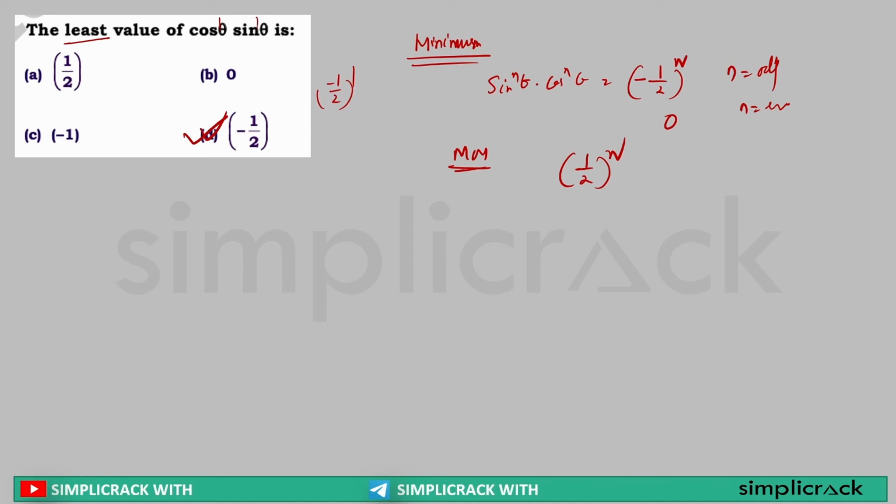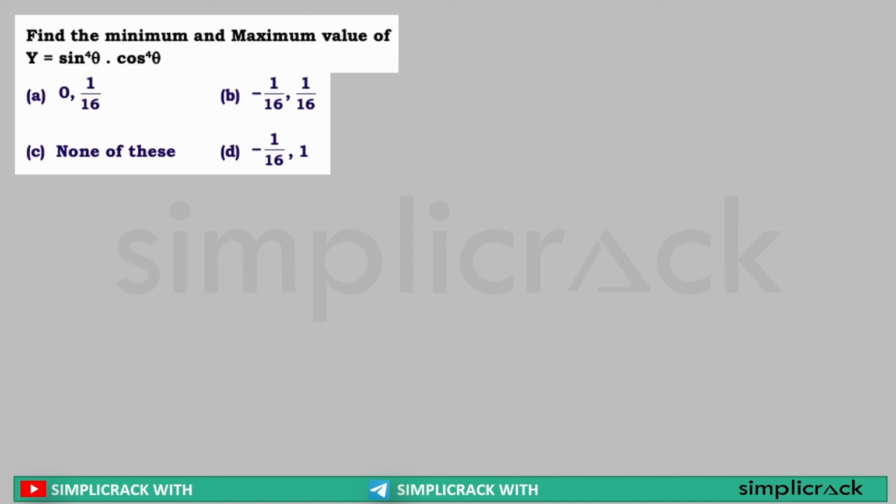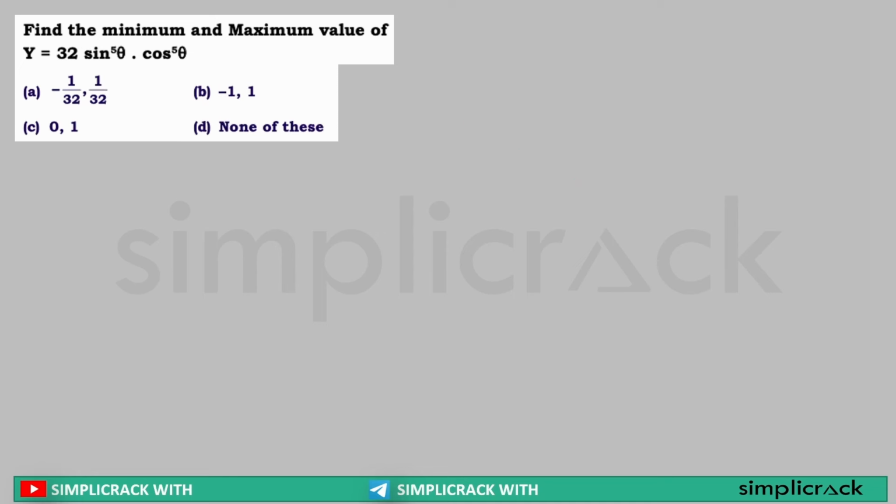Clear? Next, sin fourth cos fourth, that means the power 4 over here. 4 means it is even. In case of even, the minimum value will be 0, and the maximum value will be 1 by 2 to the power n. Here n is 4, so this is 1 by 16, and the minimum value is 0, that is option A. Clear? Sorted?